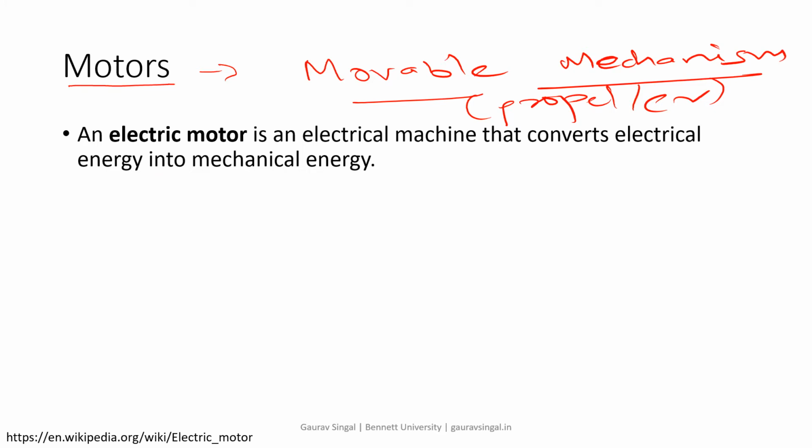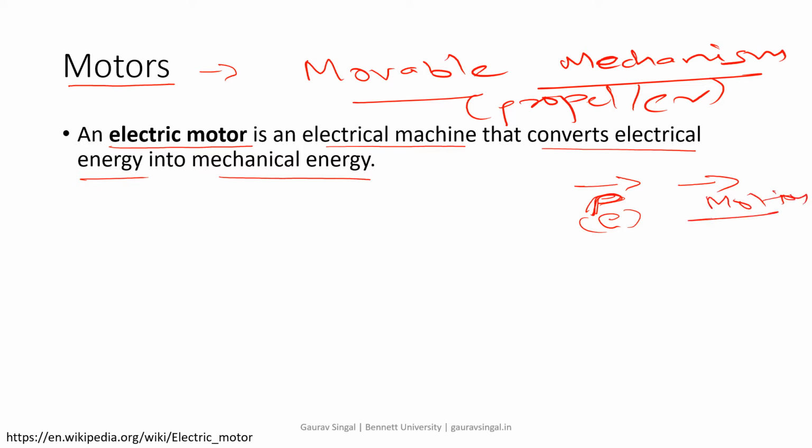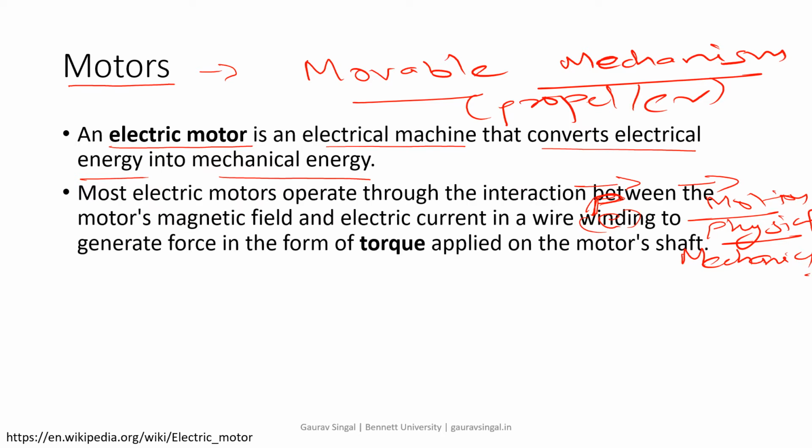Okay, so you can say an electric motor is an electric machine that convert electric energy into mechanical energy. So one side we are giving a power, or you can say energy. Other side it is giving us a motion, physical motion, or you can say mechanical motion. So let me rub it because it's not visible else.